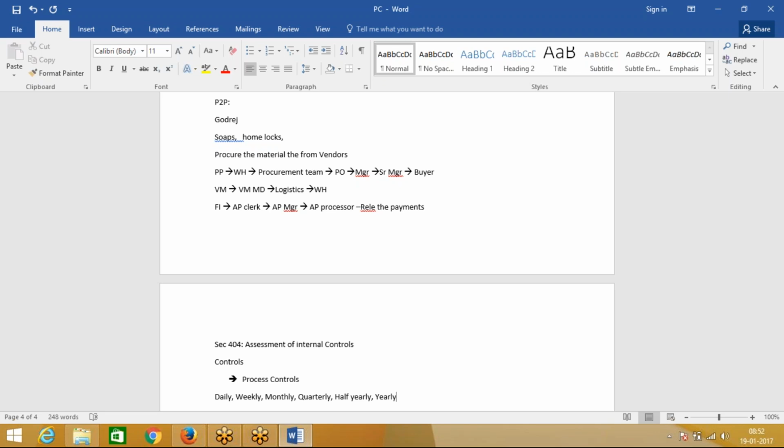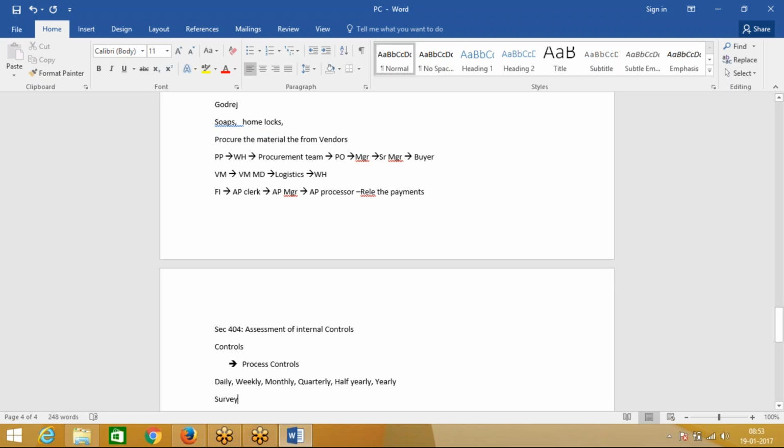So for a key control, sometimes we might require monitoring on a daily basis, sometimes on a weekly basis. Based upon the requirement, we will schedule this control, that means the assessment, on a weekly or yearly basis and so on.